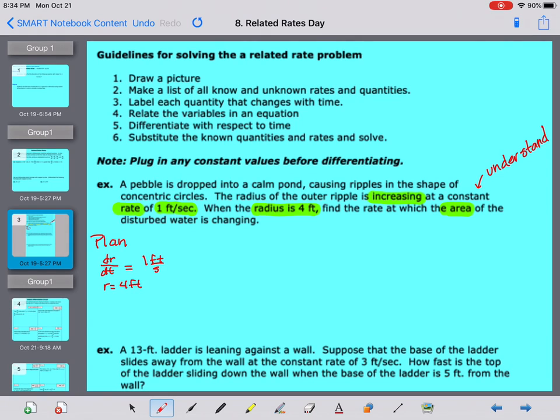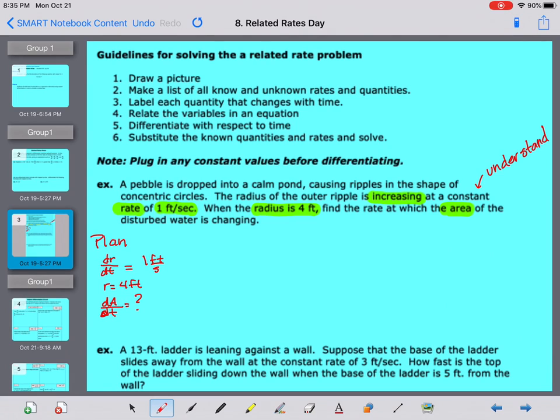It says find the rate at which the area of the disturbed water is changing. That's something we're looking for. We're looking at how the area is changing. Okay, that's our unknown. That's what we want to find out in our problem.